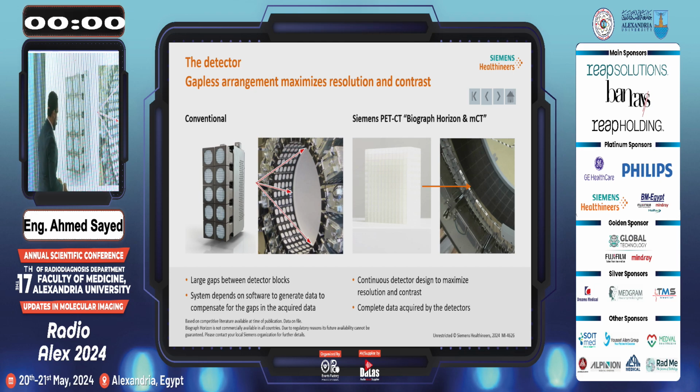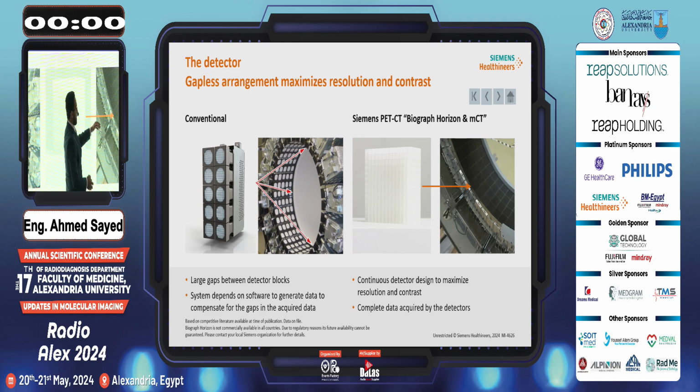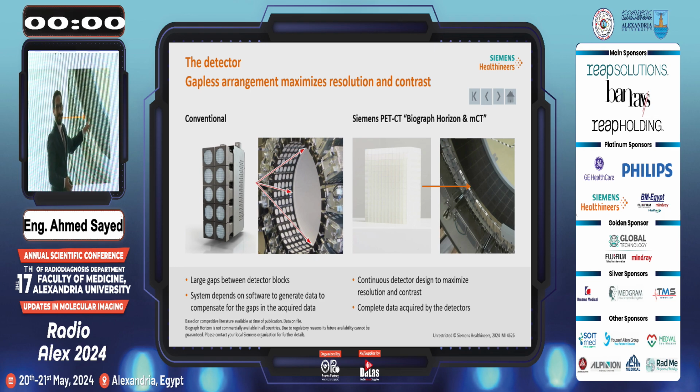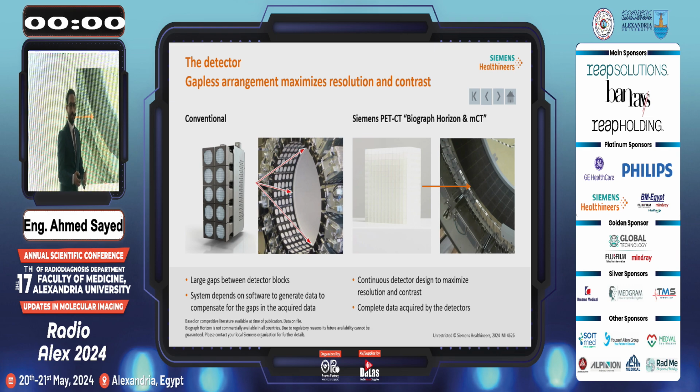So we have to use software to compensate for the lost counts or lost data in this design. In our Siemens design, all this area is covered with crystal elements, so there is no software needed to compensate for lost counts, because we don't have lost counts in our design.